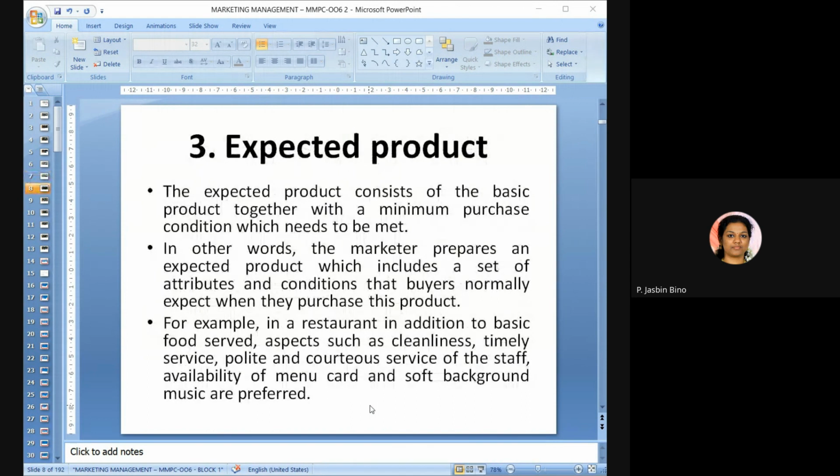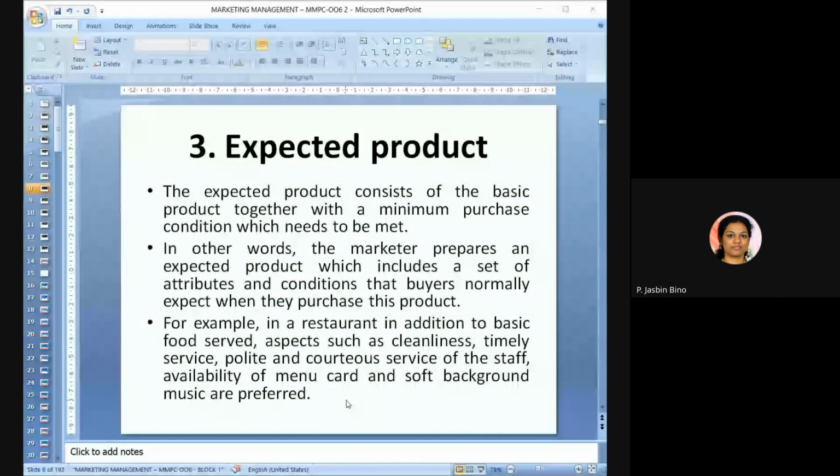It consists of the basic product together with the minimum purchase conditions which need to be met. For example, when we go to a restaurant to have food, the basic food served, along with aspects such as cleanliness, timely service, and polite and courteous service of the staff, are all the expected product. These are the things the customer expects, so the restaurant should provide them.